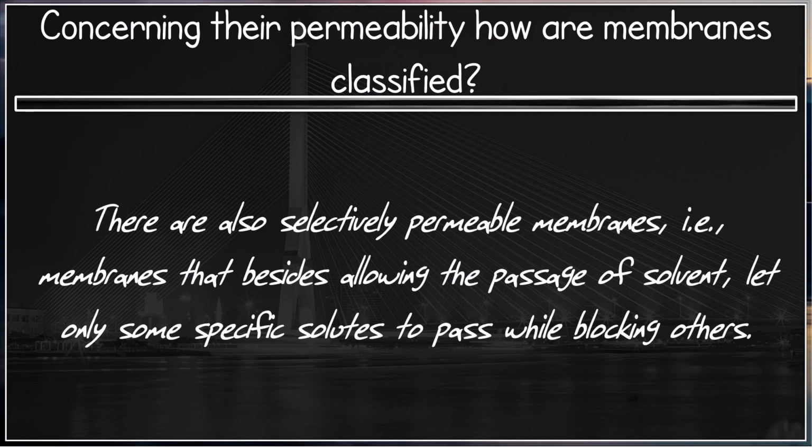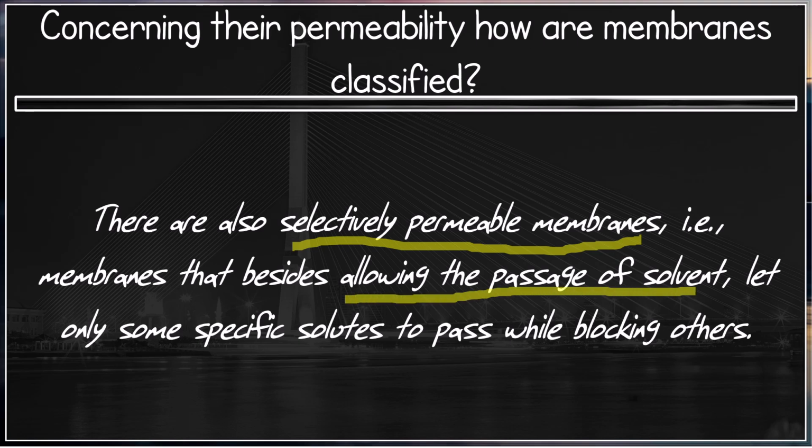There are also selectively permeable membranes. For example, membranes that, besides allowing the passage of solvent, let only some specific solutes pass while blocking others.